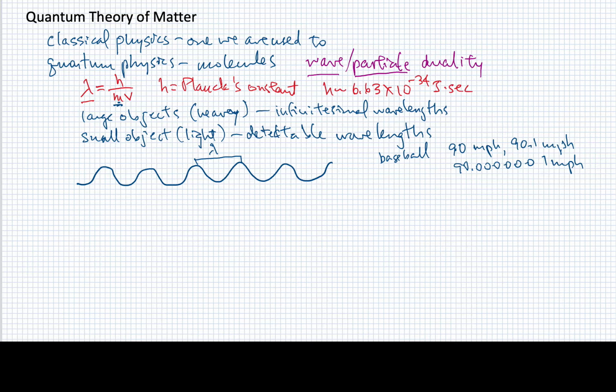But quantum mechanics would say something different. It would say, in fact, there are certain discrete levels at which I can throw a baseball. The problem is that the difference between them is so small I would never be able to detect it. But this isn't true for very small objects like electrons.